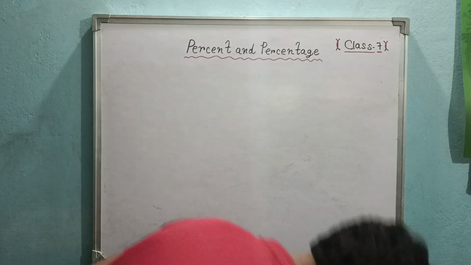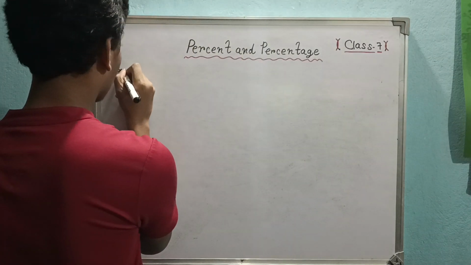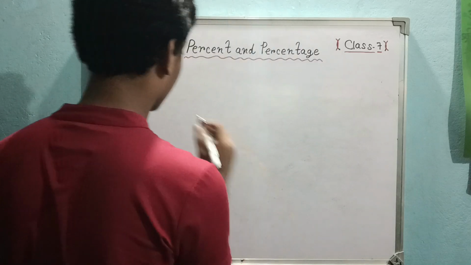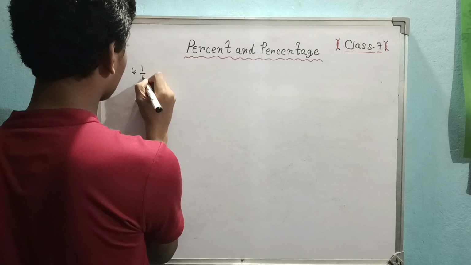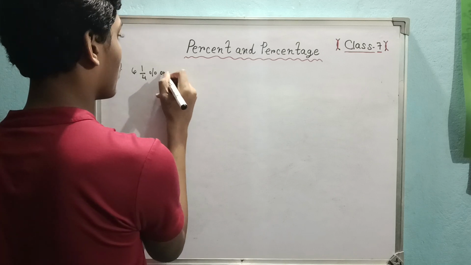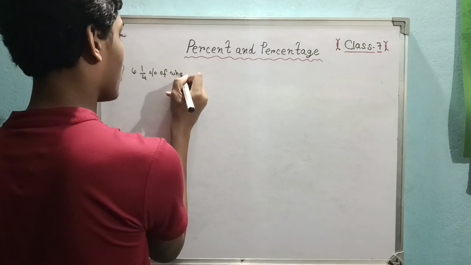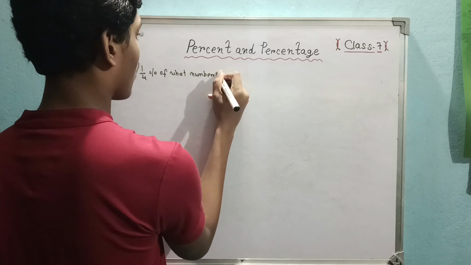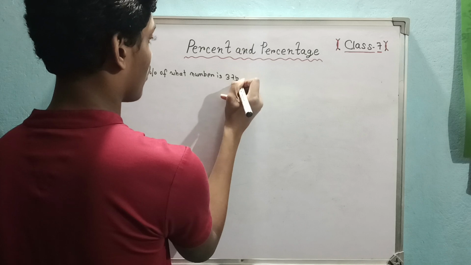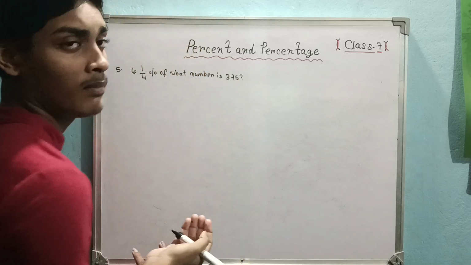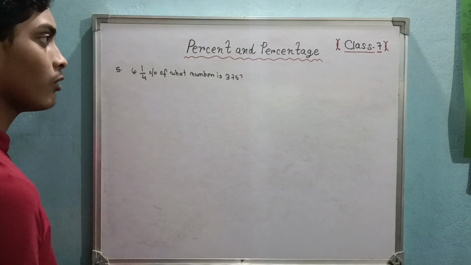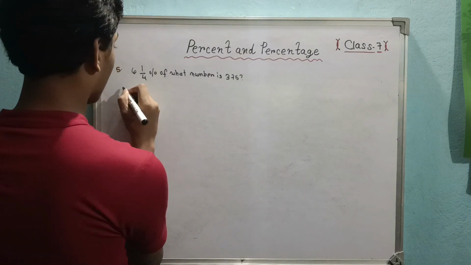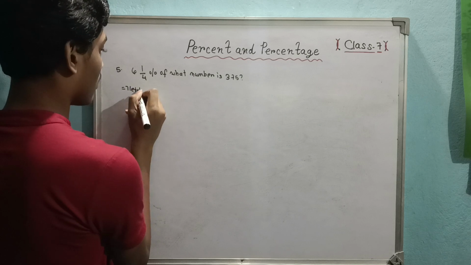Okay, question 5 on the way. 6 1/4% of what number is 375? It's a good question. We don't know what this number is, right? And we did simple linear equations. We take what we don't know as x. So let the number be x.